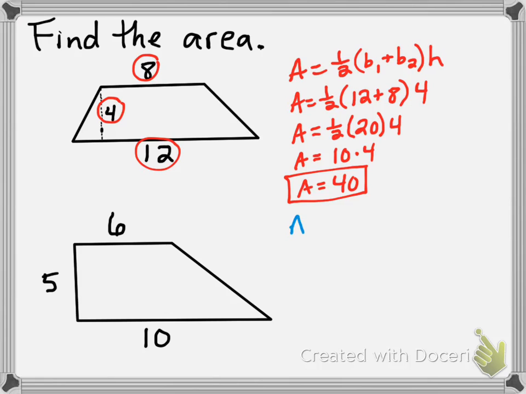Alright, the next one. Again, I start with the formula. I've got 1/2 of B1 plus B2 times the height.